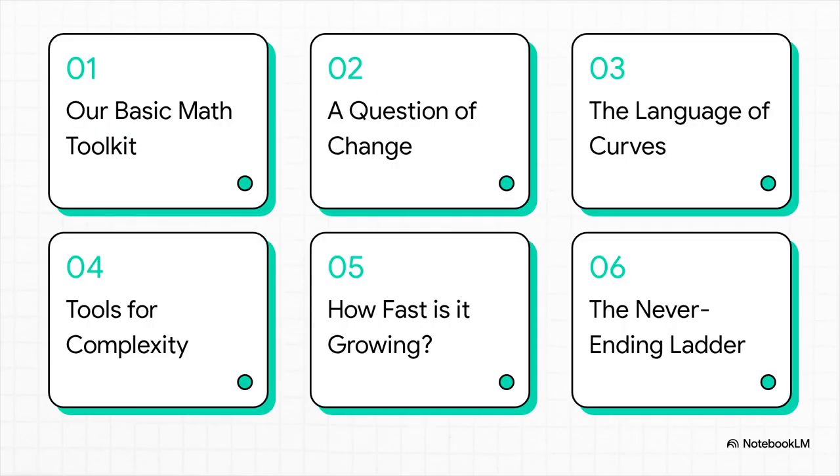So, here's our game plan. We'll start with our basic toolkit, the stuff we all know. Then, we'll hit a problem, a question of change that our toolkit can't solve. That'll force us to learn a new language, the language of curves. We'll pick up some new tools, put them to the test on a real-world problem. And finally, we'll look up and see that this ladder, well, it just keeps on going.